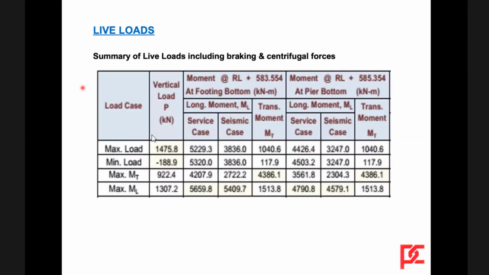With all these things, for the live loads also, the vertical loads and the bending moments due to horizontal loads are calculated at the footing bottom as well as the pier bottom. These are the typical cases: maximum vertical load case, minimum vertical load case, maximum transverse moment case, and maximum longitudinal moment case. In each case, the vertical load, the longitudinal moment and the transverse moment are all calculated and tabulated.